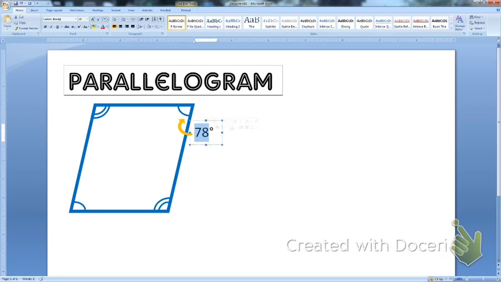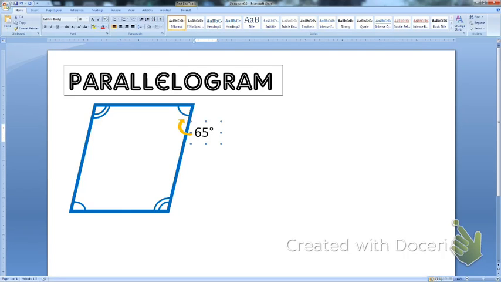Let's say that angle really isn't 78 degrees. Maybe it's 65. Now it's 65. Of course, if you were doing this for real, you'd need a protractor. You'd actually measure your angle and make sure that it's accurate. But 65 is a pretty good guess because I know just by looking at this angle that it's going to be an acute angle, and 65 degrees is less than 90 degrees. So that could actually be a 65-degree angle.